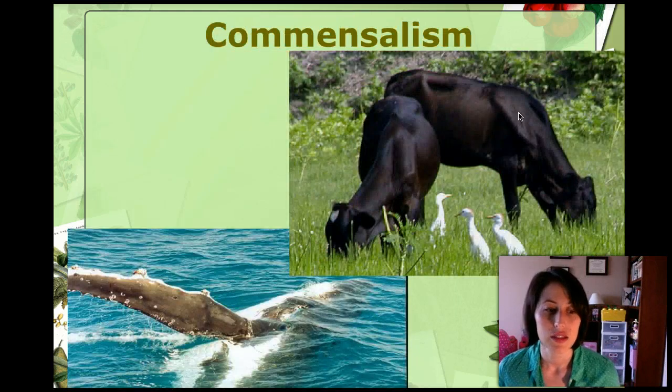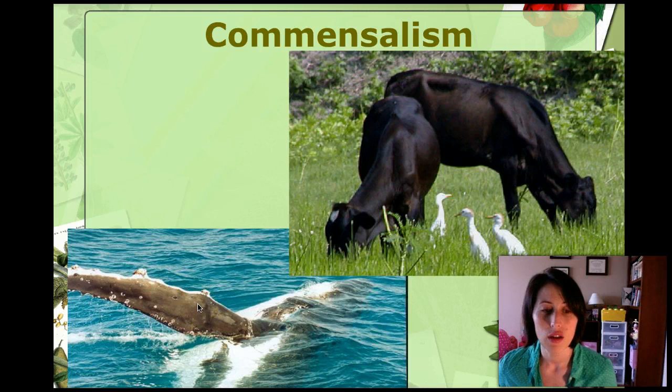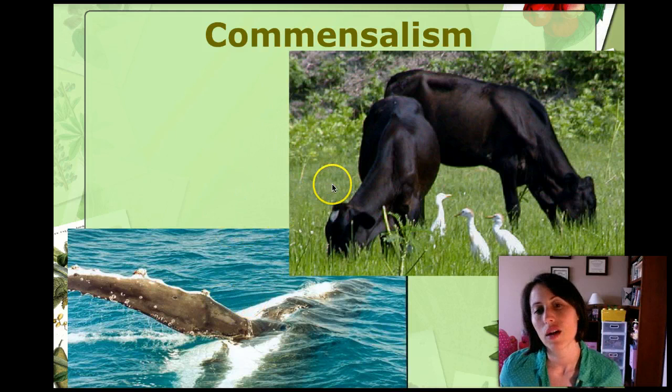And then commensalism. If you see down here at the bottom, this is a whale tail, and these little rocky looking things on the whale are called barnacles. The barnacles are not hurting the whale, okay? By no means are they hurting the whale. They are just there. The whale's not benefiting from the relationship, but the barnacles are actually getting a free ride from the whale. So while the whale's not getting anything out of the relationship, the barnacles are. Commensalism.